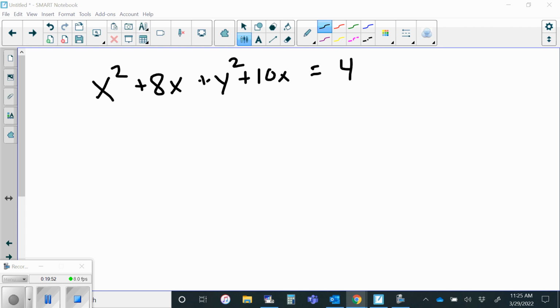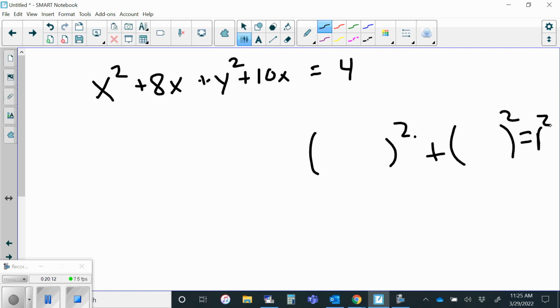Why can't you give me the center and the radius? It's not in the form that we need it to be in to give us the radius and the center. It needs to be in this form in order to give us the radius and the center.